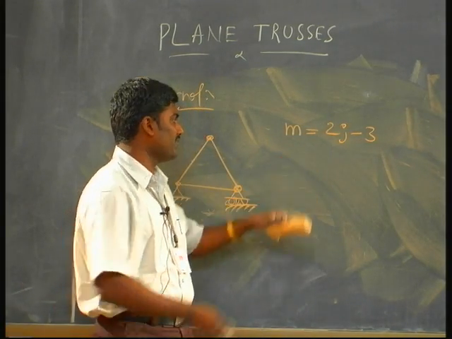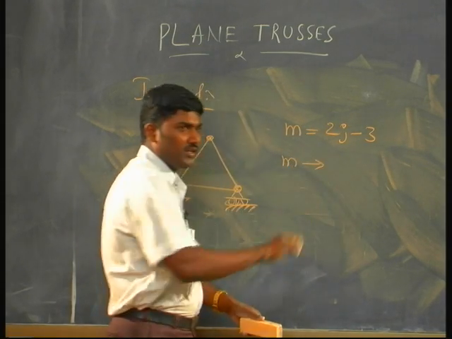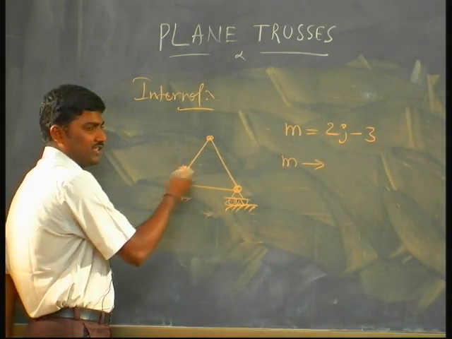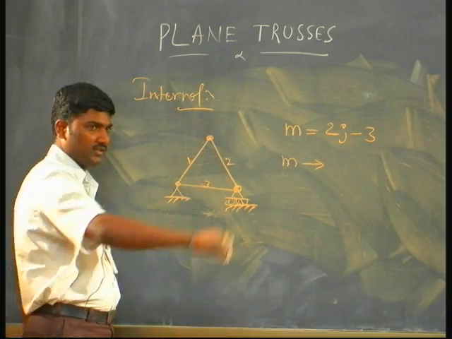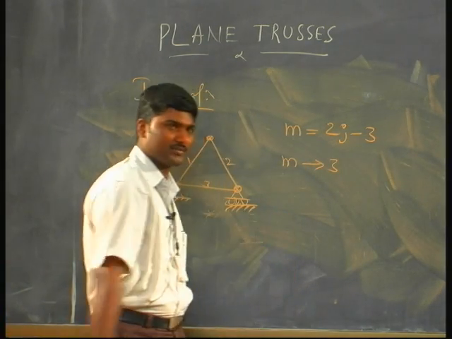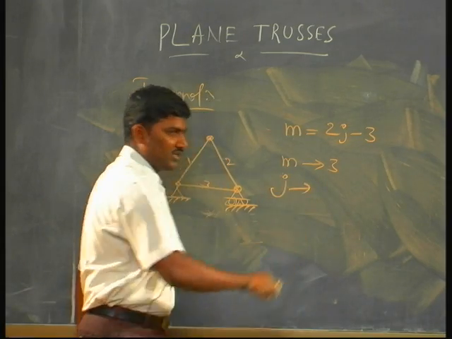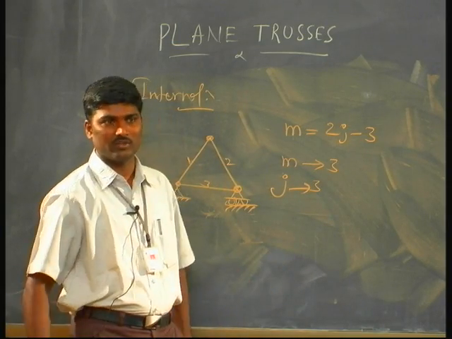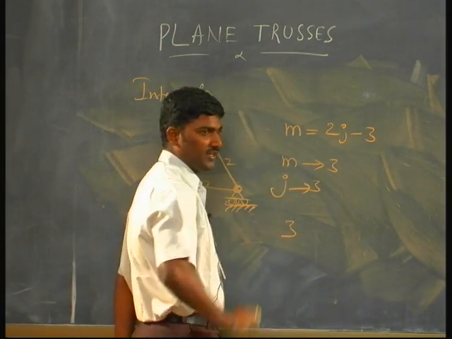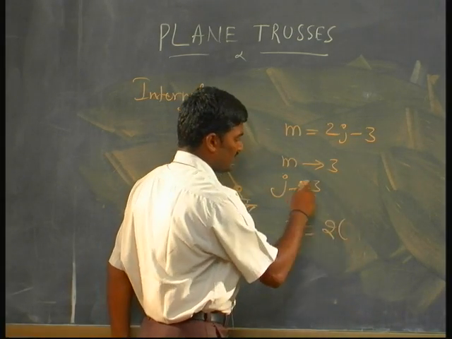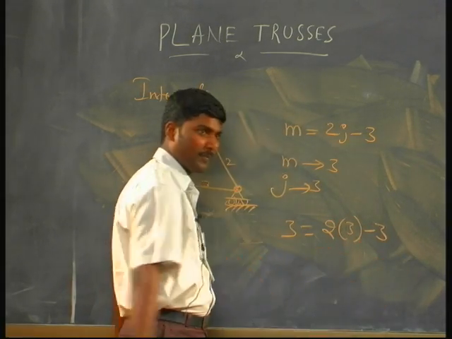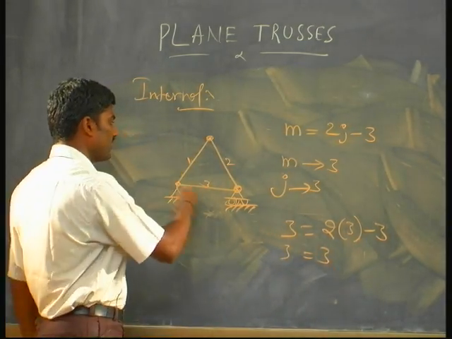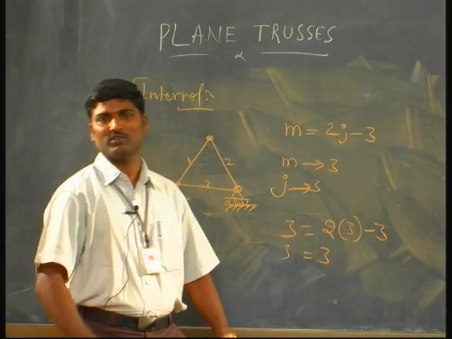Here m means the number of members in a truss. In a complete truss, how many members are there? Let us take this one: 1, 2, 3, I have 3 members, m is 3. How many joints do you have? j means the number of joints: 1, 2, 3, I have 3 joints. So m, which is 3, is equal to 2 times the joints, 3, minus 3. It is satisfied, 3 is equal to 3. So internally the truss is stable.